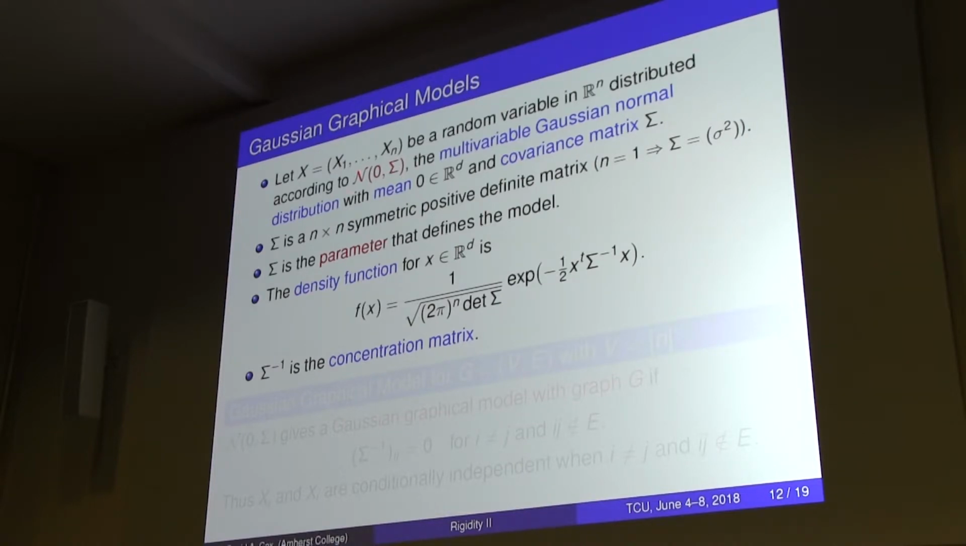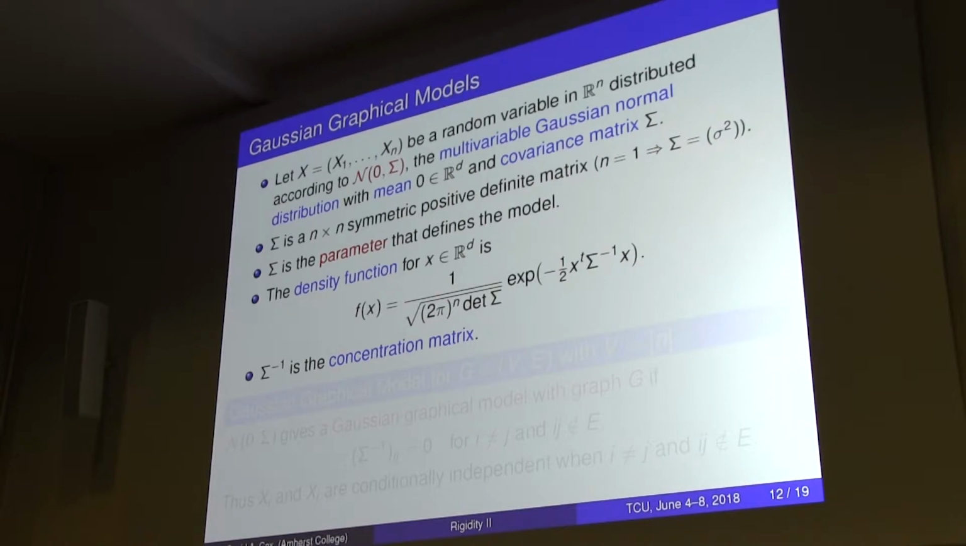So this is the normal distribution, and again, I'm going to assume it's centered at the origin. This is now the origin in Rn. Here, instead of sigma squared, I basically have a covariance matrix, and this gives a multivariate Gaussian normal distribution with mean 0, and that's the covariance matrix. Now, it turns out that in this setting, the covariance matrix is an n by n symmetric positive definite matrix. For example, when n equals 1, it's the 1 by 1 matrix consisting of sigma squared. So this is the parameter that defines the model, because I fixed the mean to be the origin.